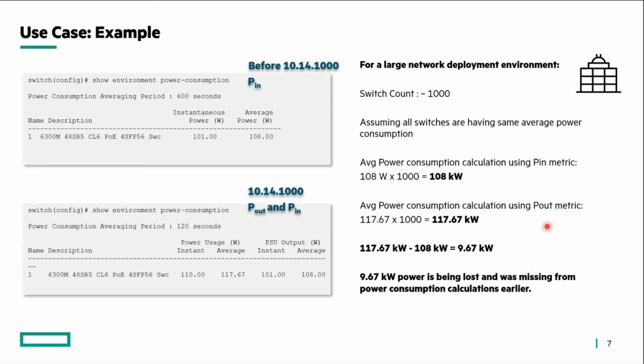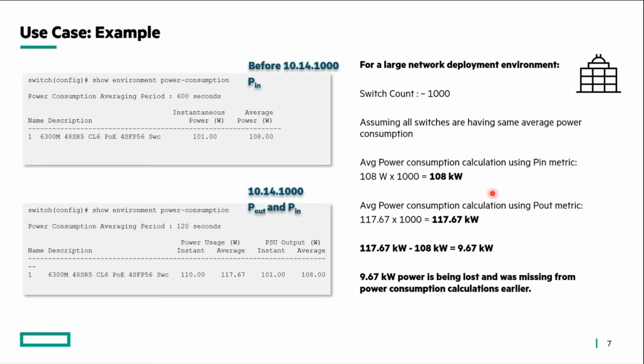Here I have taken an example of a large network deployment environment. Consider your switch count is approximately 1,000. I'm assuming that all of your switches have the same average power consumption. Before 10.14.000, consider you have the power consumption output as this, and you're using this average value to calculate the power consumption for your network deployment, which means you are using 108 times 1,000 switches, giving you 108 kilowatt as the power consumption.